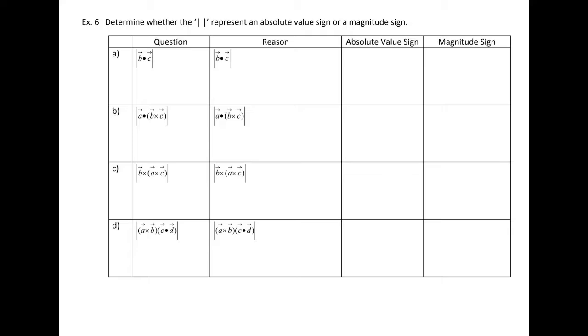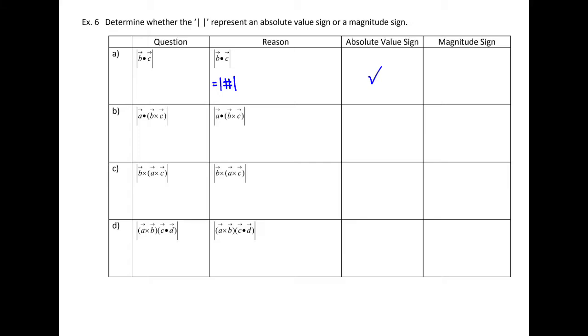Example number 6. Determine whether the two straight lines represent an absolute value sign or the magnitude sign. So we know if inside the two straight lines is a scalar, then it means an absolute value sign. If inside those two straight lines is a vector, then we know that represents a magnitude. Let's take a look at part A. So inside those two straight lines is a dot product between vector B and vector C. And we know the result is going to be a scalar. Therefore, it is an absolute value sign.